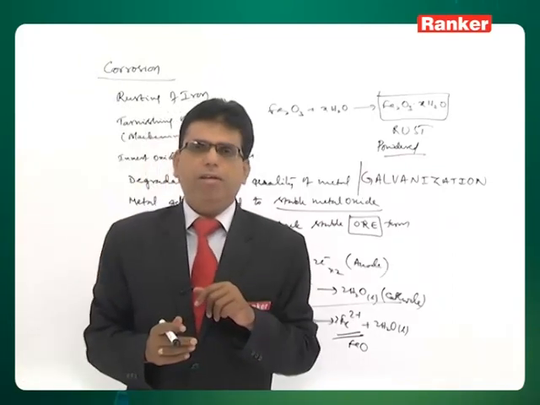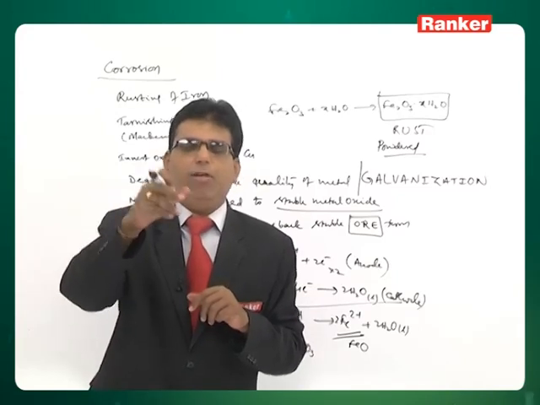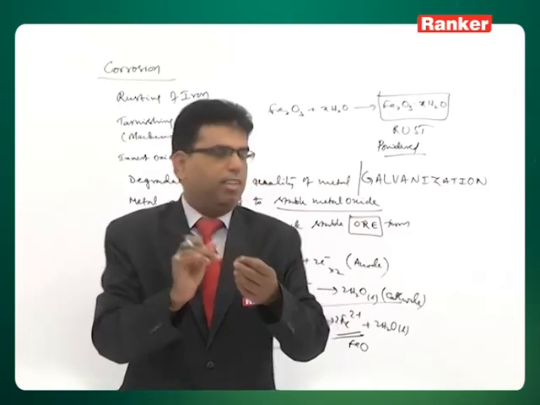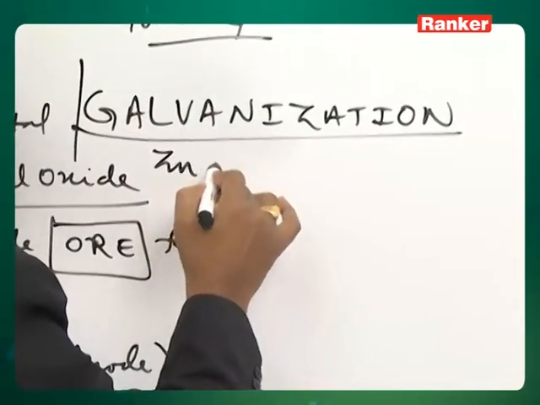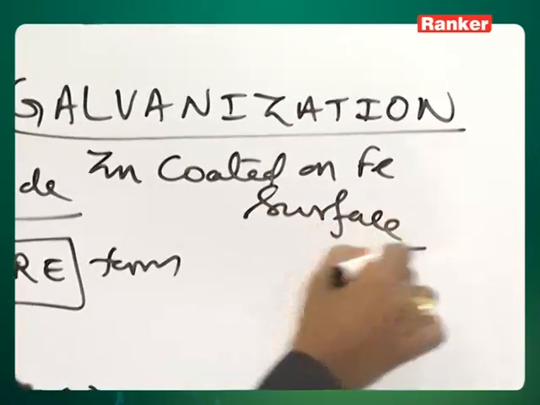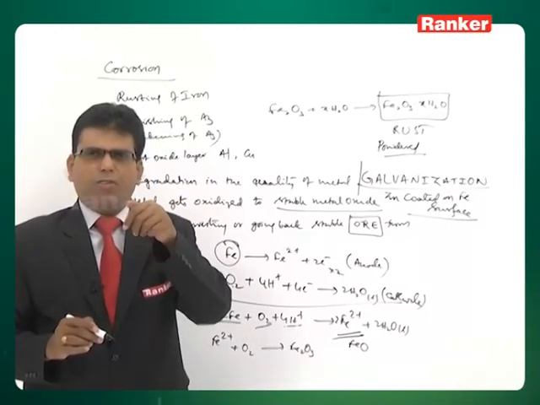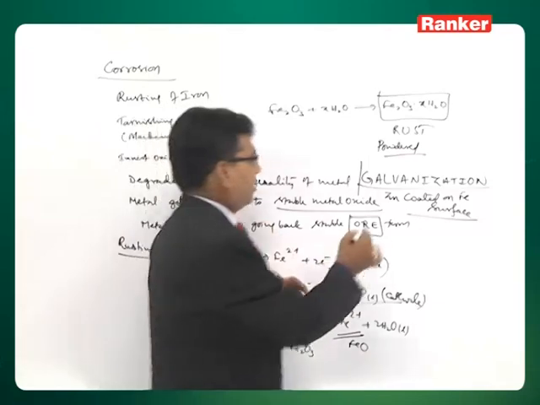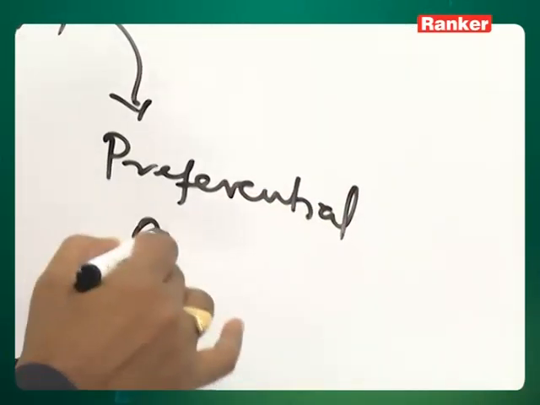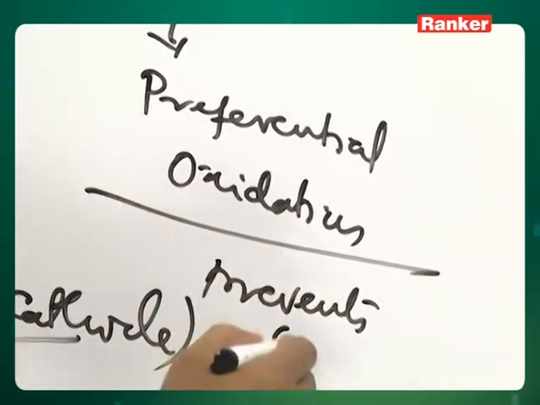Galvanization is a process of connecting the iron substance to a zinc metal, thereby preventing the corrosion. So, in galvanization, what is done? Zinc is coated on the iron surface. As zinc is coated on the iron surface, zinc undergoes preferential oxidation and prevents corrosion or rusting of iron.